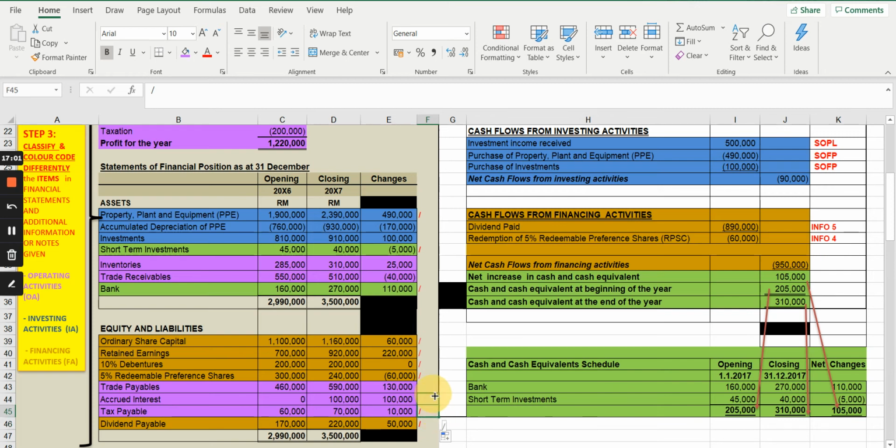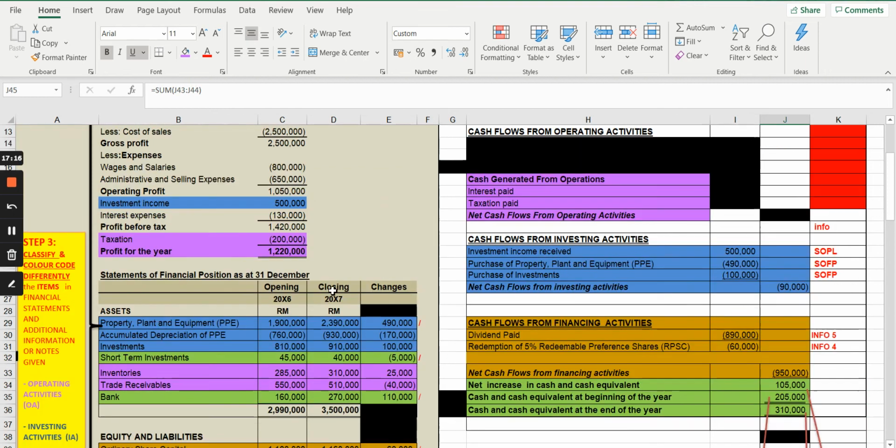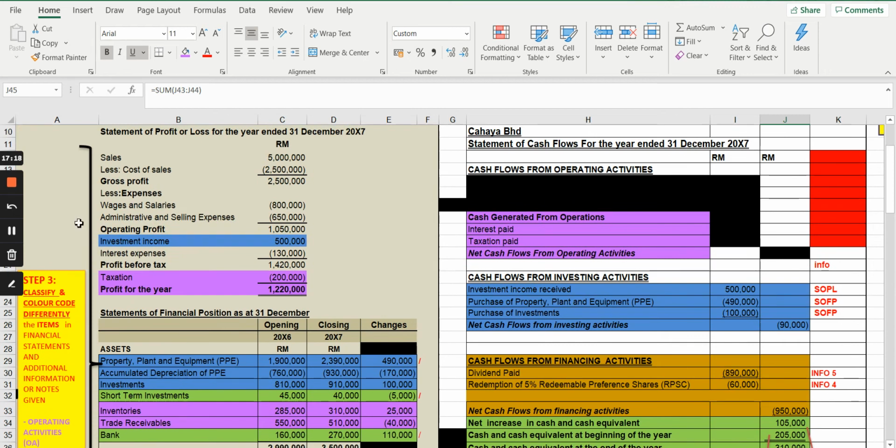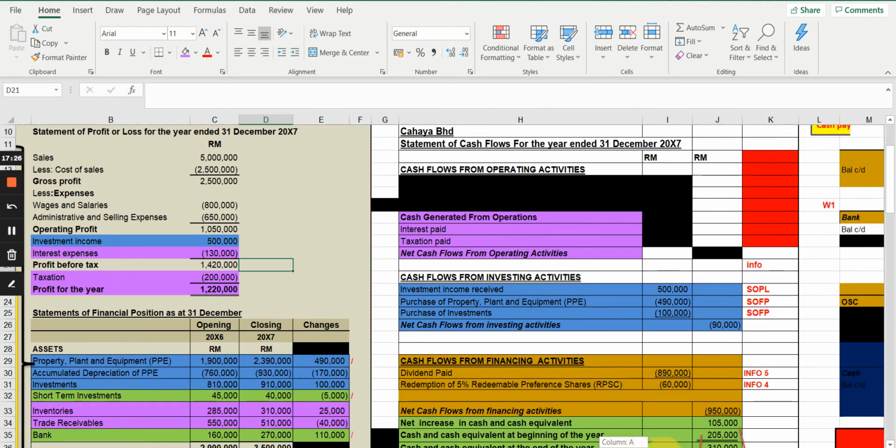For the interest, you have accrued interest. Accrued interest means the interest that you incurred or you need to pay but you haven't paid. So at the beginning of the year there was none, but at the end of the year you have 100,000. So put those balances in your account and you need to find out how much you actually paid. So if you can see here, that interest is 130,000 shown in the SOPL.